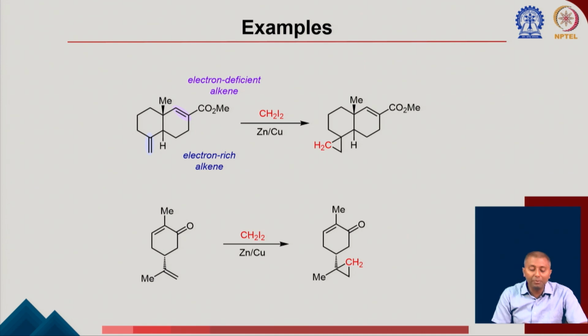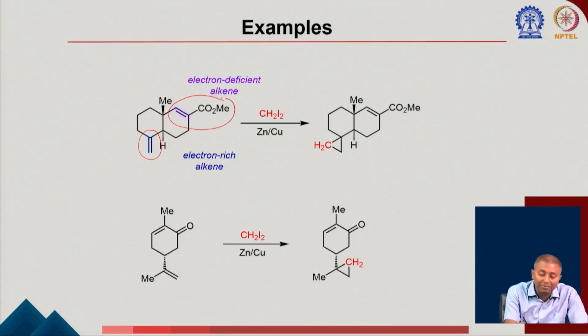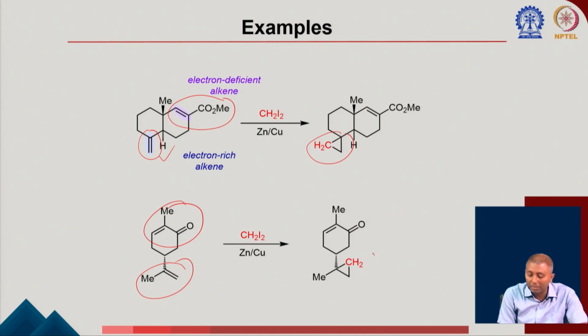So here is an example. Now we are talking about the electronics. That means you have 2 different olefins. One is electronically deficient, another is not electronically deficient, so you can say electron rich. So now the reaction is happening to the electron rich one, not the electron deficient one. Here is another example, also a very similar thing, this one electron deficient and this one electron rich. So the reaction is only happening to the electron rich olefin.